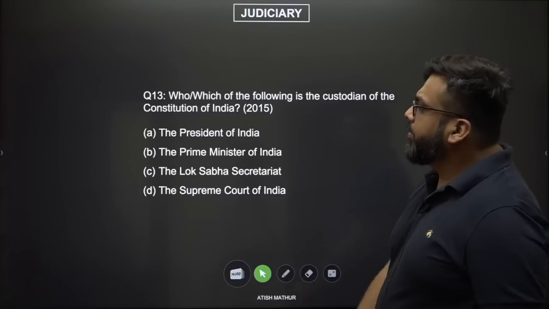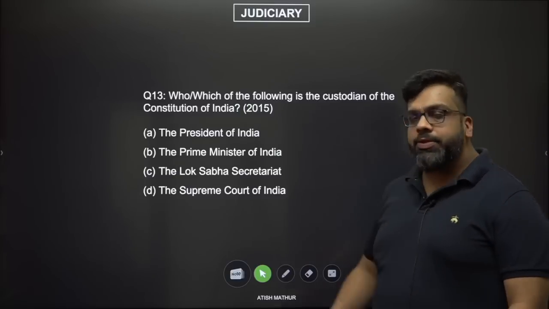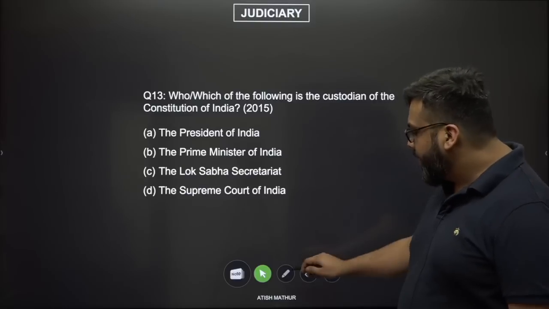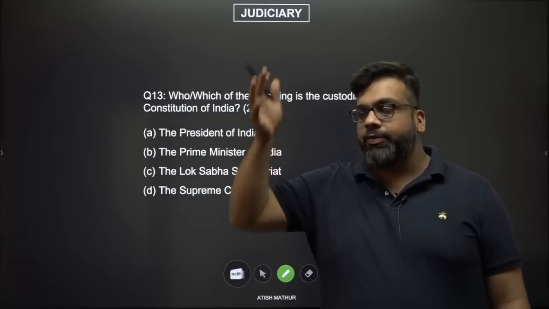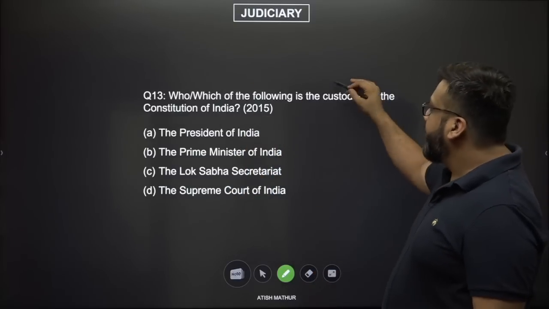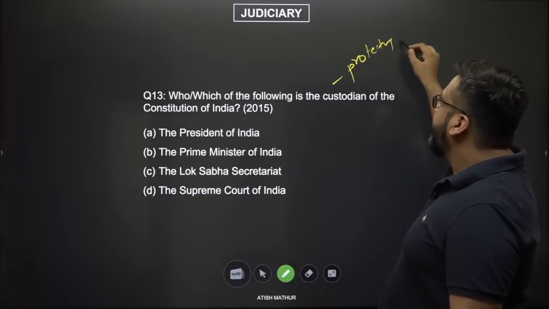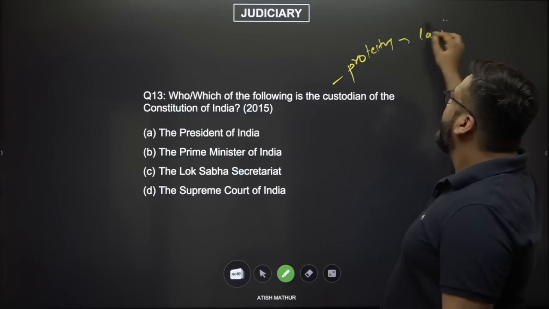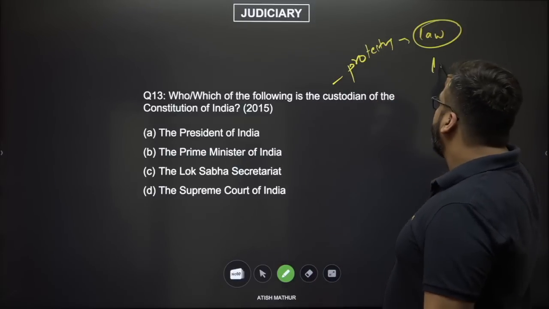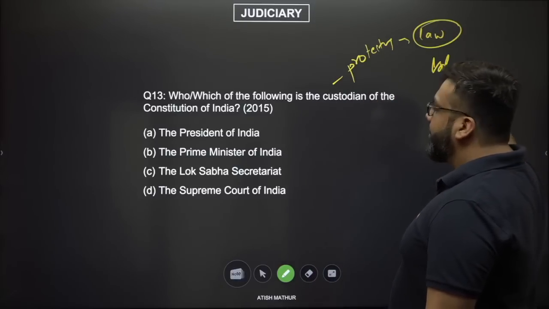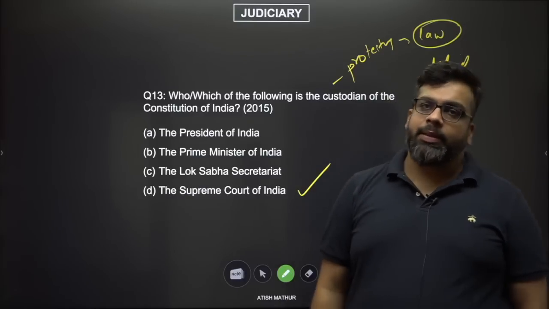Then question number 13. Which of the following is the custodian of the Constitution of India? This was also heavily debated because people got into the meaning and the depth of the oath and all of those things. Custodian means somebody who protects. Protecting the Constitution from what? Laws that can violate the Constitution or attacks against the provisions of the Constitution. And who decides whether a law is valid or not? The Supreme Court does. Don't think twice about it. The answer will be the Supreme Court.